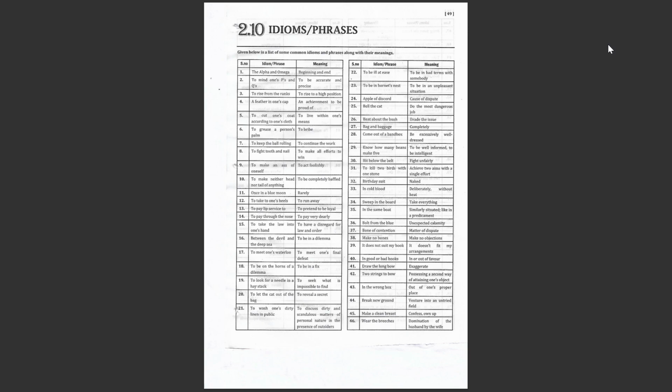The next word is to keep the ball rolling. To keep the ball rolling means to continue the work. कि जो बॉल घूम रही है उसको घूमने दो. इसका मतलब होता है to not lose momentum, to maintain the momentum of the activity, to continue the activity or the process that is being undertaken. जो चल रहा है उसको चलने दो, मतलब जो काम कर रहे हो वो करते रहो. To continue the work.